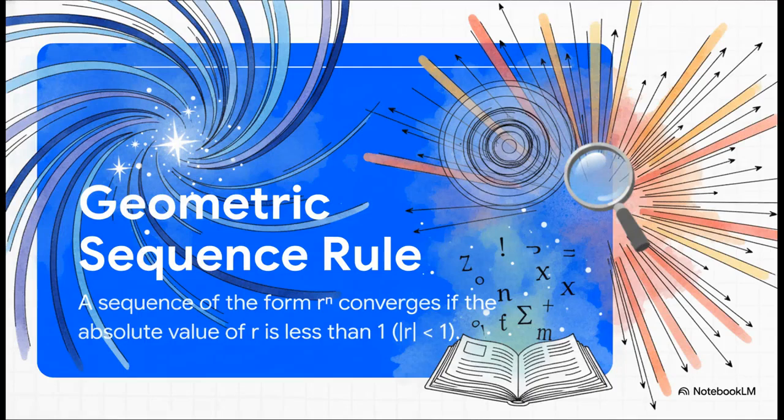And this right here is the golden rule for geometric sequences. It's like a cheat code. All you do is look at that base number, the r. If its absolute value, basically its size without any negative sign, is less than 1, it converges, period. If it's 1 or bigger, it diverges. It's that simple of a test.